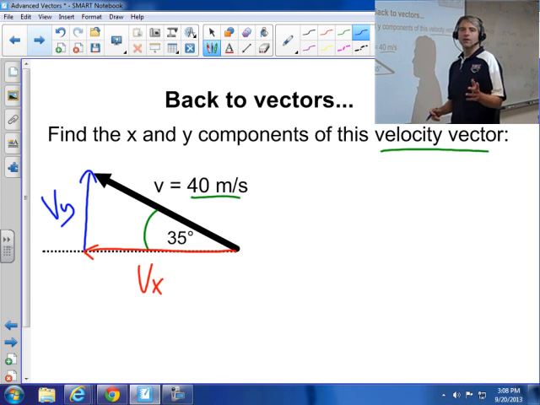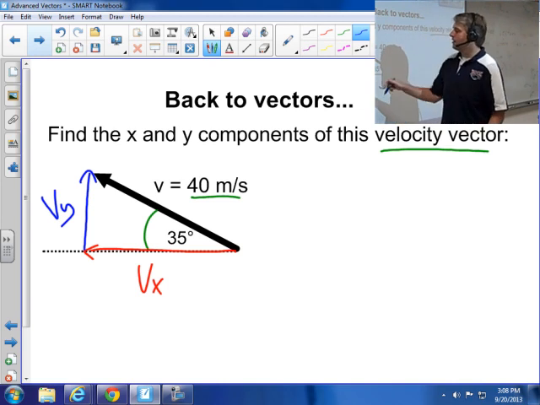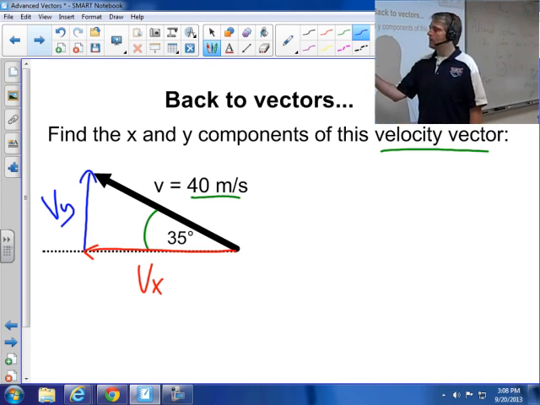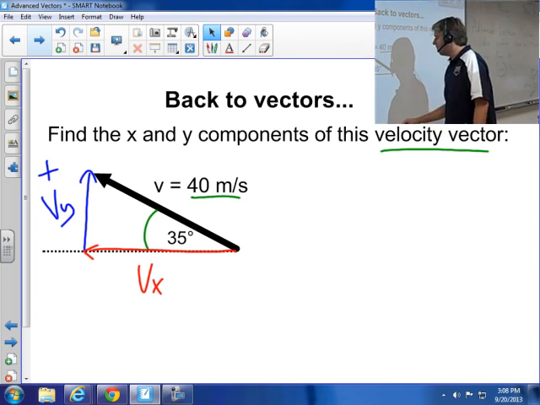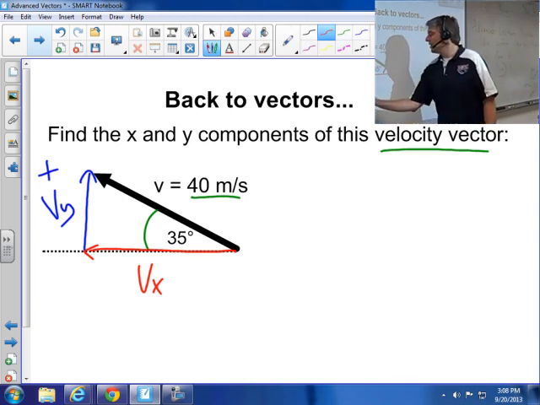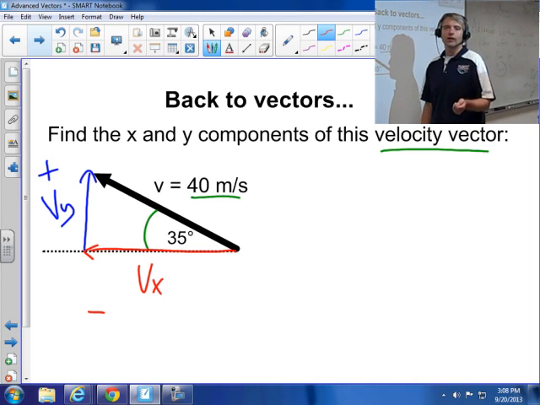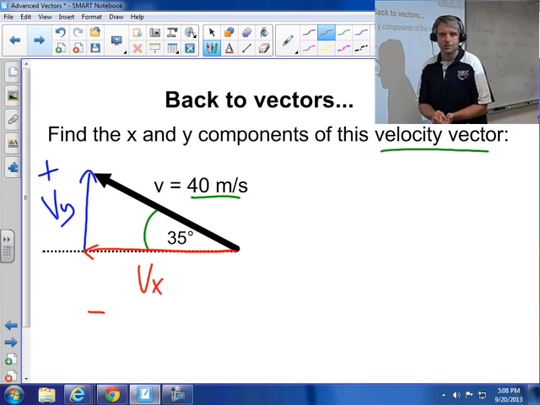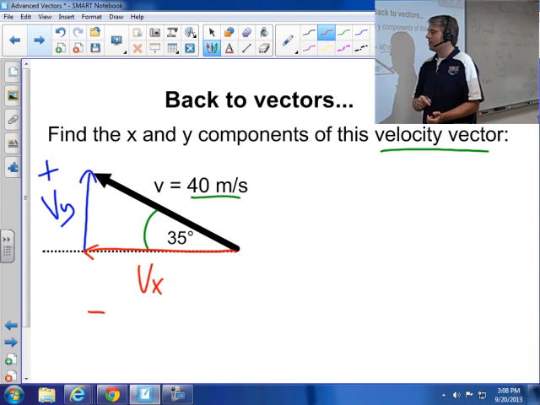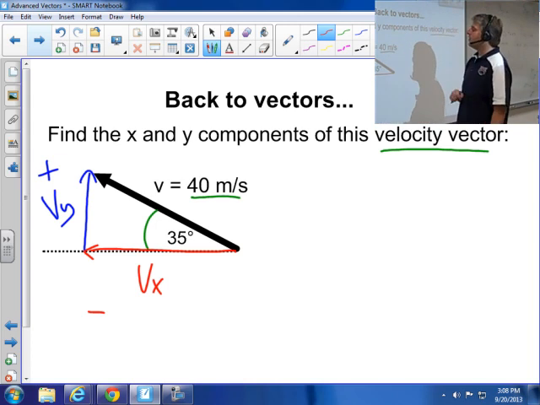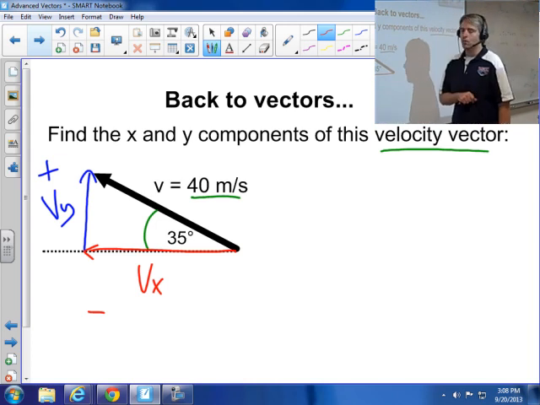Now before I do any calculations, I can tell immediately that because Vy points upwards, it's going to be positive according to our sign convention. And because Vx points to the left, it will be negative according to our sign convention. It's very important that you get the signs right because your calculator, when you enter an angle like 35 and use sines and cosines, will always give you a positive answer so long as your angle is less than 90. So you need to get the sign right yourself. Be very careful.